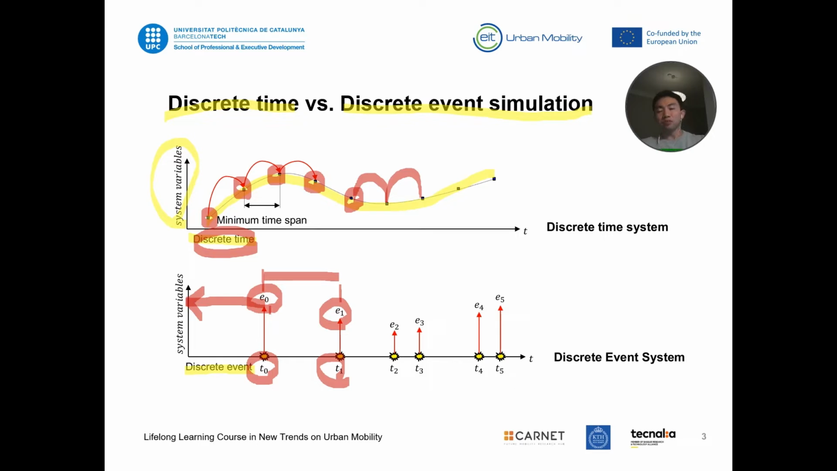For some systems, for example a production system or other queuing systems, we don't need to check regularly because we can assume that nothing changes between the specific times. In that case, we can use a discrete event system. But for example, traffic simulation, traffic is a flow, so we need to check regularly. So SUMO is based on a discrete time system.